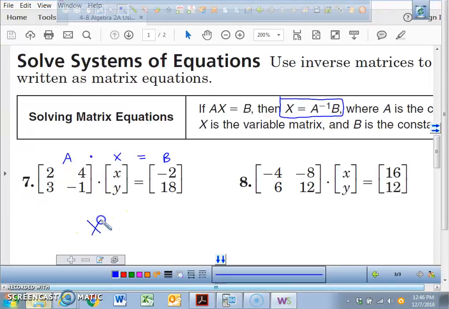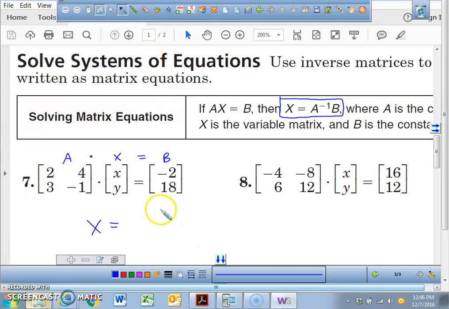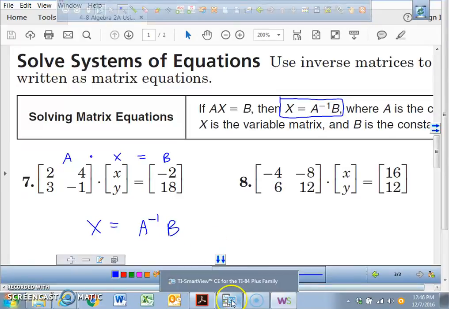So I want you to understand, X will equal the inverse of what? 2, 4, 3, -1, whatever that is right there, that's going to be the inverse of A. And then we're going to multiply the inverse of A times B. Here we go. Turn your calculators on. Make sure you have this ready to go. Peyton, I'm going to need your help with A. Garrett, I need your help with B.